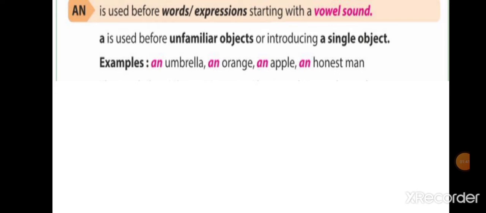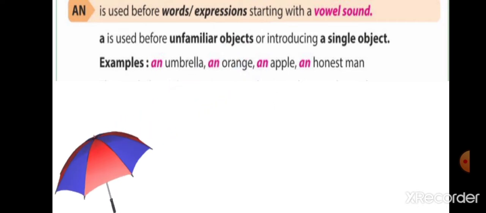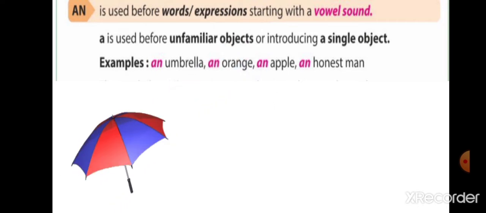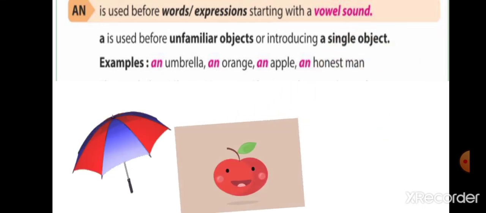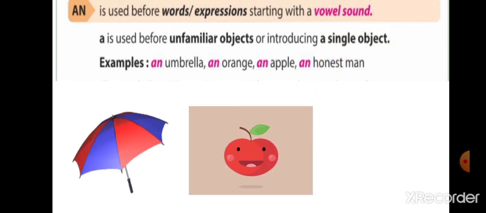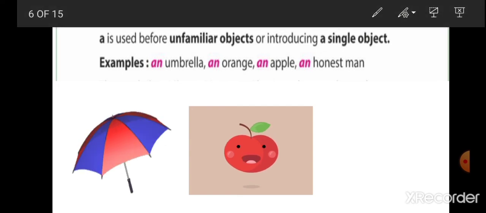Now An. An is used before words or expressions starting with a vowel sound. Here kids, we use An when the word begins with a vowel sound. For example, an umbrella, that is U. An orange, O. An apple, that is A. An honest man.